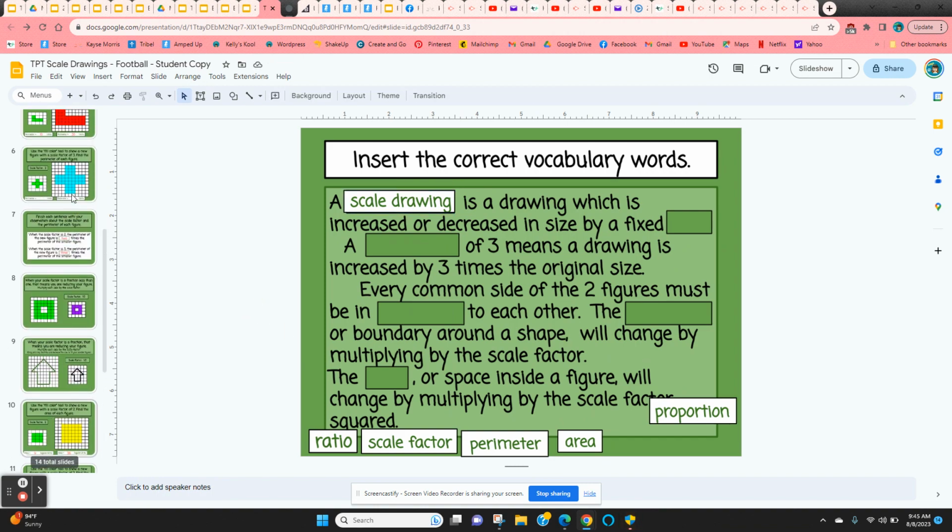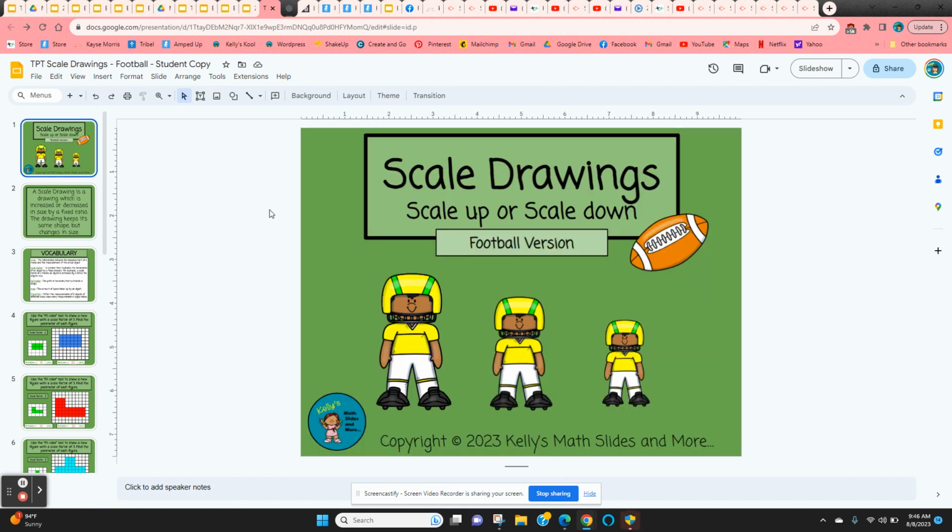So this is a digital lesson, scale drawings. This is the football version.